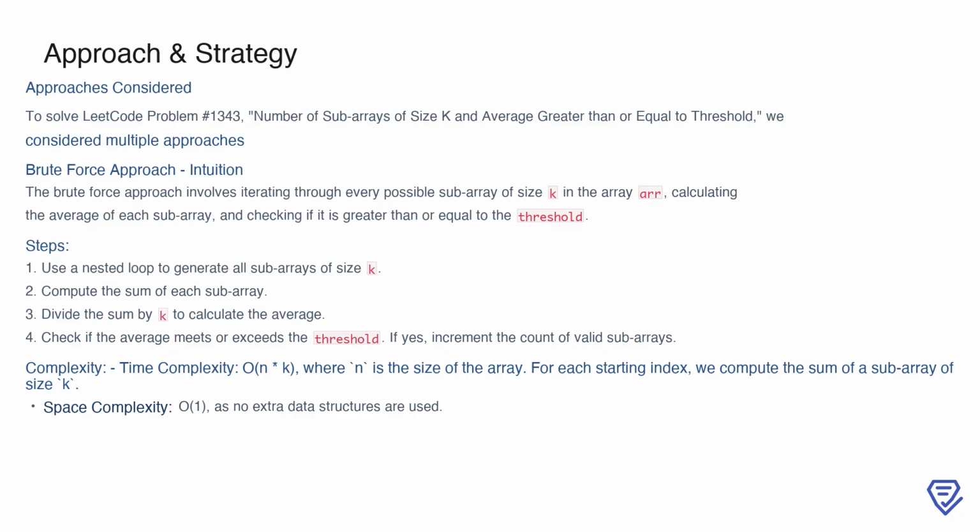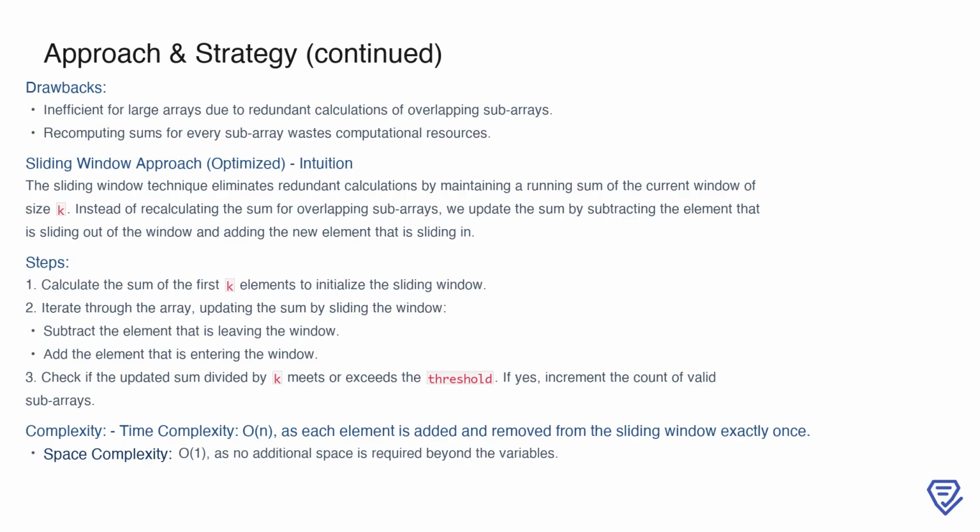This approach is simple, but when you look at its complexity, you'll see it's not efficient for large arrays. The time complexity is O(n*k), as we need to compute the sum for each subarray of size k, and with larger inputs, this quickly becomes computationally expensive. However, it does have a space complexity of O(1), as we're not using any additional data structures beyond the variables needed for the computation. While the brute force approach is conceptually simple, it has significant drawbacks. It's inefficient for large arrays because we repeatedly calculate the sum of overlapping subarrays. These redundant calculations waste computational resources, making the approach impractical for larger inputs.